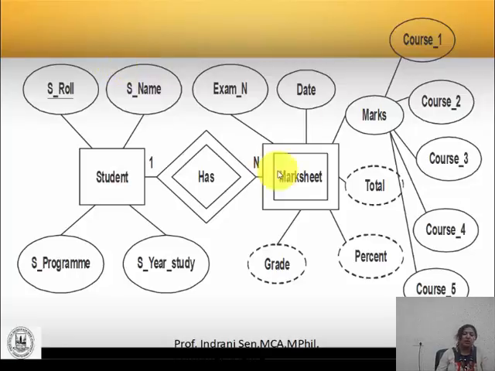Then only you will be able to identify the mark sheet of the student. You can see here, mark sheet being a weak entity is represented with a double-lined rectangle, and it is connected to the strong entity with an identifying relationship, which is a has relationship, which is also identified by a double-lined diamond.